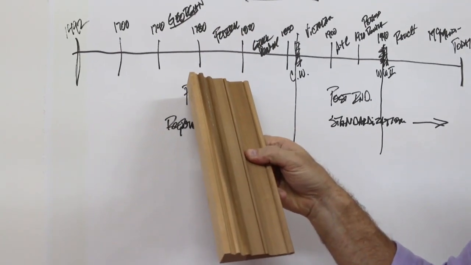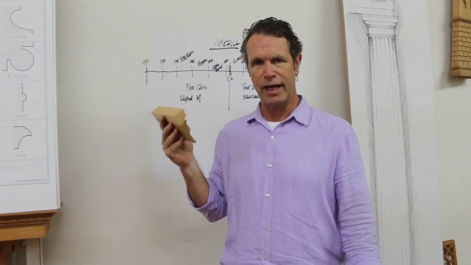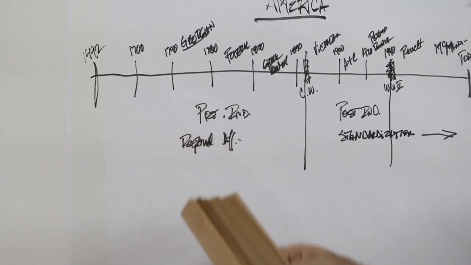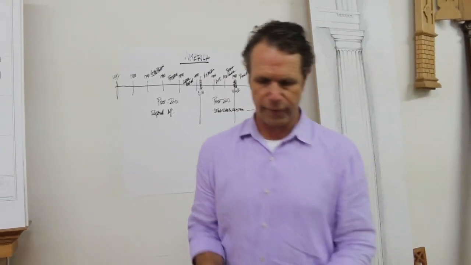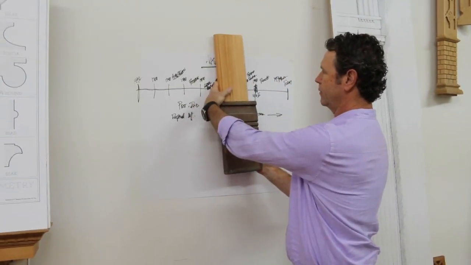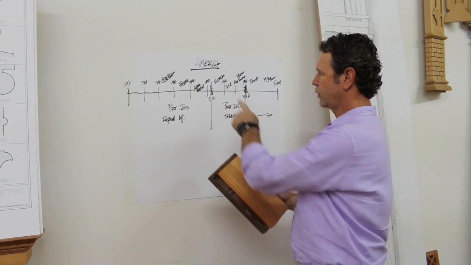How do we know that? It came out of a home that was built during the federal era, and it has the hallmarks and traits of a federal molding, okay? Now, this is a Victorian molding. It's a plinth block. This comes from the Victorian era, right? This is a Victorian casing, Victorian molding.